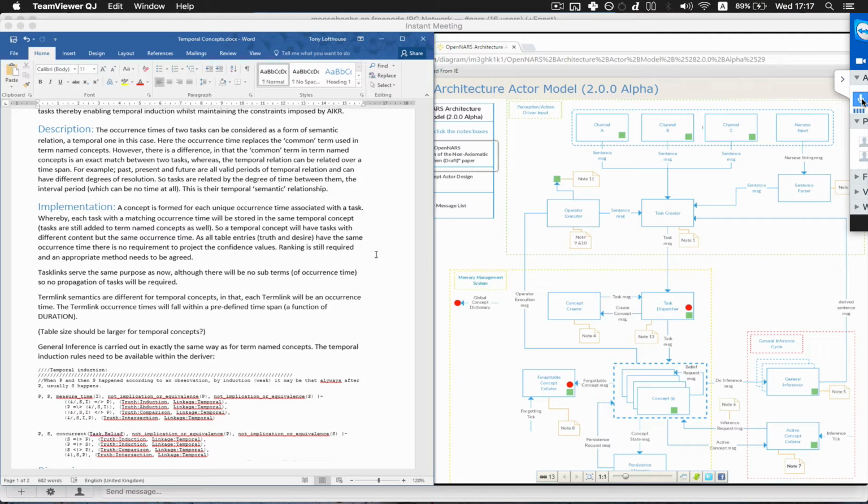Just to be clear, a concept isn't created for the exact occurrence time, right? It's created for the time span, that interval. No, it's created for the exact time. It's for the cycle that's currently executing. Remember that the system clock updates the cycle every, say, 10 milliseconds. So within that 10 millisecond window, there will be a number of events potentially arrive. But that's what's called the occurrence time. They will go into the occurrence time for that particular cycle.